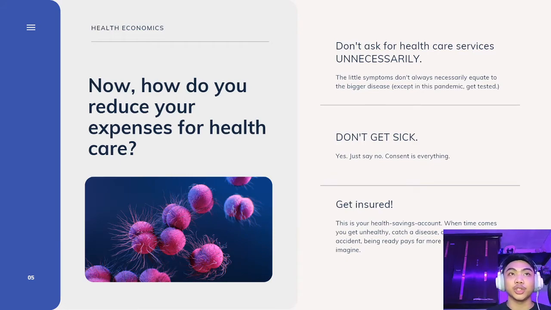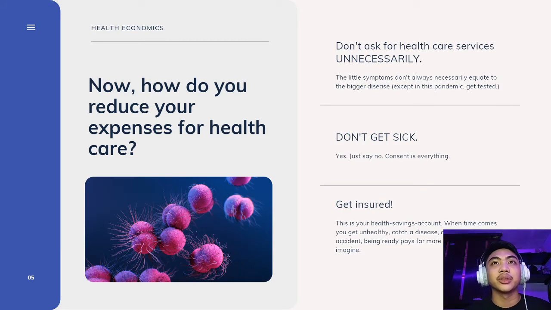Now, how do you reduce your expenses for healthcare? First, don't ask for healthcare services unnecessarily. Sabi dito, the little symptoms don't always necessarily equate to the bigger disease. Except in this type of pandemic. When you feel that you are sick, right in the nose, colds, right in the throat, cough, or those things that you think you got when you went outside, I tell you, get tested. Don't risk your family's health.